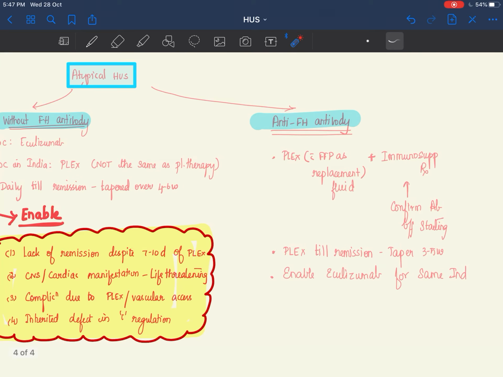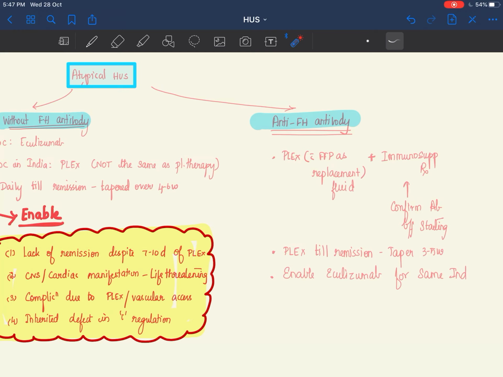If antibody is present, you give plasma exchange along with immunosuppressive therapy. This is important. Immunosuppressive therapy with prednisolone you will give 1 mg per kg per day for 4 weeks, then alternate day over 4 weeks, then taper it slowly. Okay, taper it over 4 to 6 weeks. Along with cyclophosphamide. Cyclophosphamide is 500 milligram per meter square, IV, 5 doses.